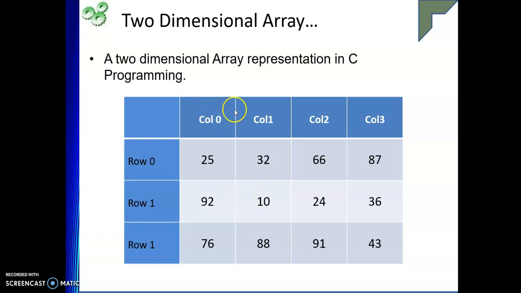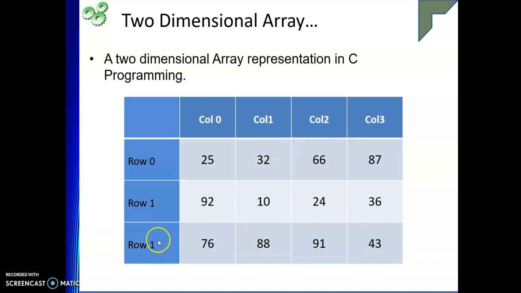Now we'll try to show it in C, because we know arrays in C always start with 0. In a one-dimensional array we have seen it starts with 0. Similarly for a two-dimensional array, the row will start from 0 and the column will also start from 0. So whatever we said as row 1, column 1 now becomes row 0, column 0. So 25 becomes row 0, column 0. Here 24 becomes row 1, column 2, right? Similarly for 88, we have row 1 and column 1.